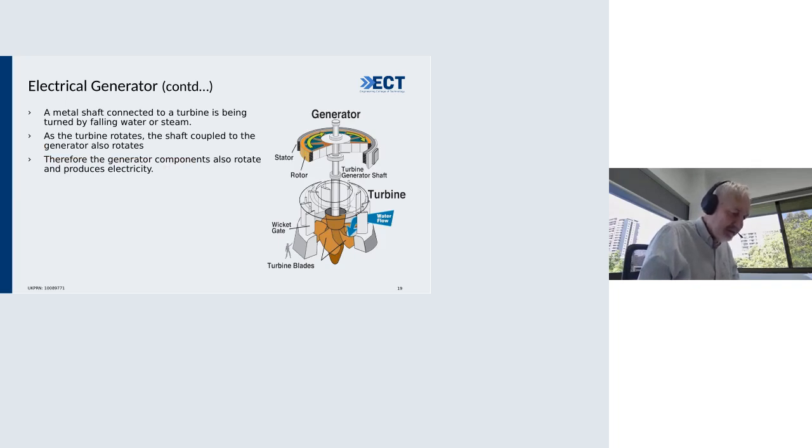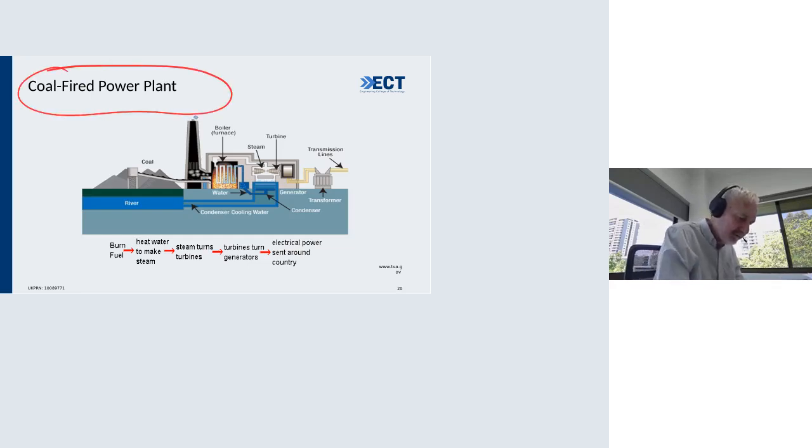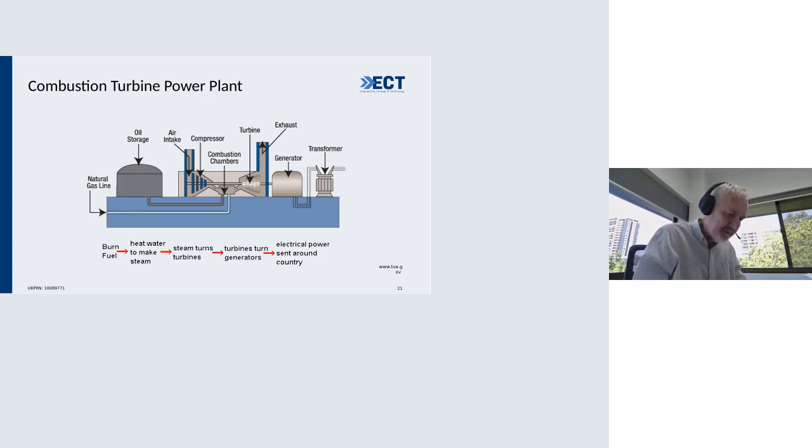And obviously generators are pretty critical. The idea is that you have a metal shaft connected to a turbine, turned by falling water or steam, or indeed gas, burning gas. Turbine rotates, shaft also rotates, and you produce electricity, as we've shown here. Coal-fired, which is obviously not very popular today because of emissions. You burn the fuel, heat the water, make steam, steam turns turbines, turbines turn generator, and you send electric power at high voltage around the country.